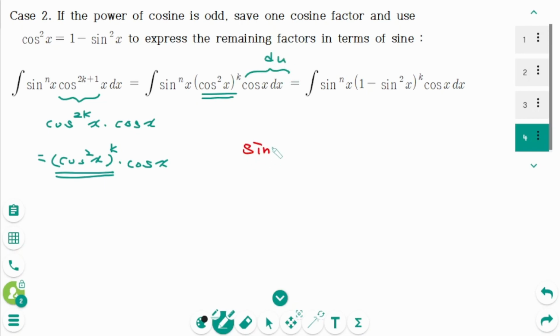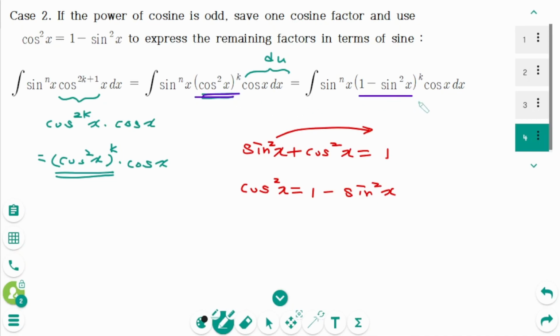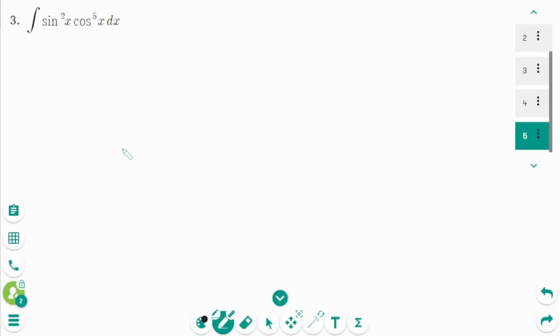And sine squared x plus cosine squared x equals 1. Then cosine squared x equals 1 minus sine squared x. We have to change cosine into sine because du is cosine x dx. That means u equals sine x. Then du equals cosine x dx. Now let's see how it is used in the problem.